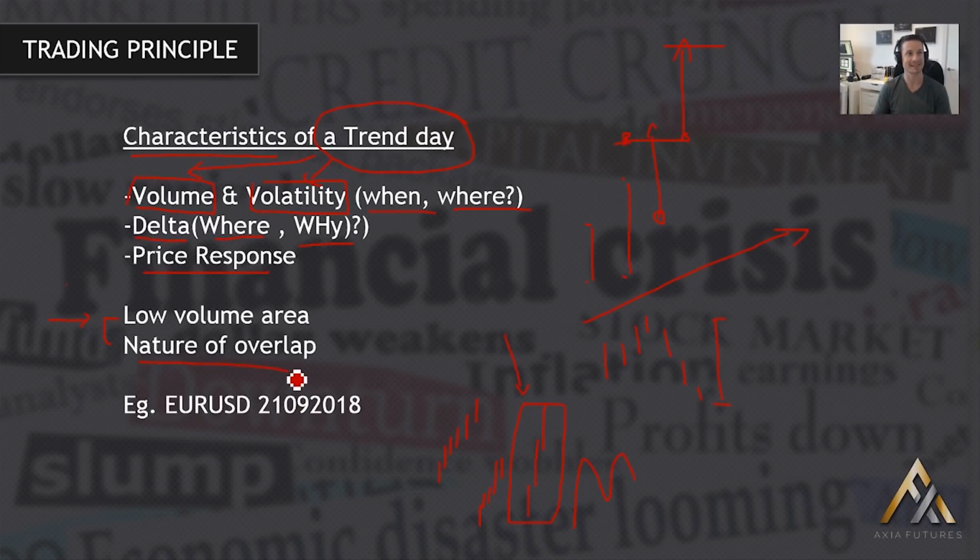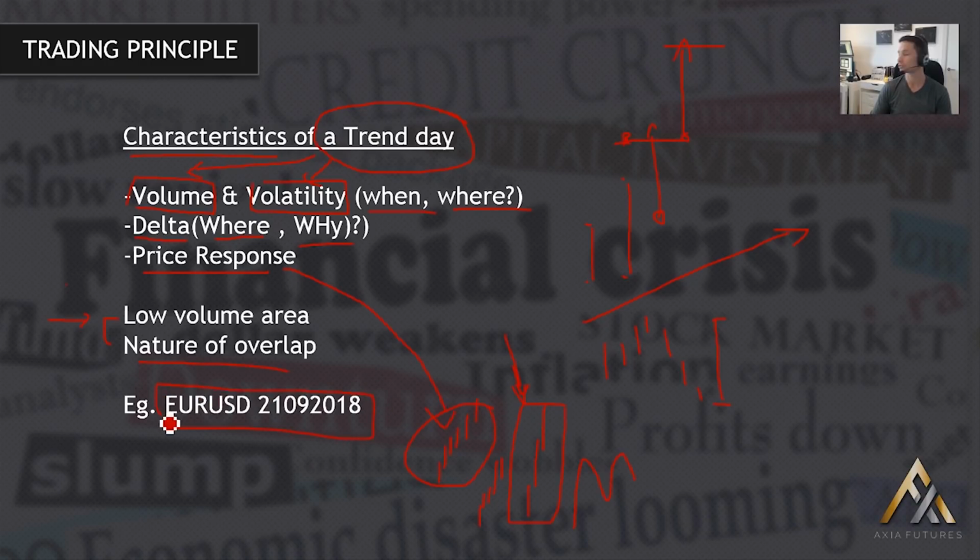And then the last thing is the nature of overlap, which ties into this concept of price response. How much is price overlapping? As we can see in this very trending example here, there's almost no overlap of price. In the second example, we can see a lot more overlap of price. The degree of overlap is very important to defining what's likely to occur next in this trend day. So let's get to it and see how it plays out.